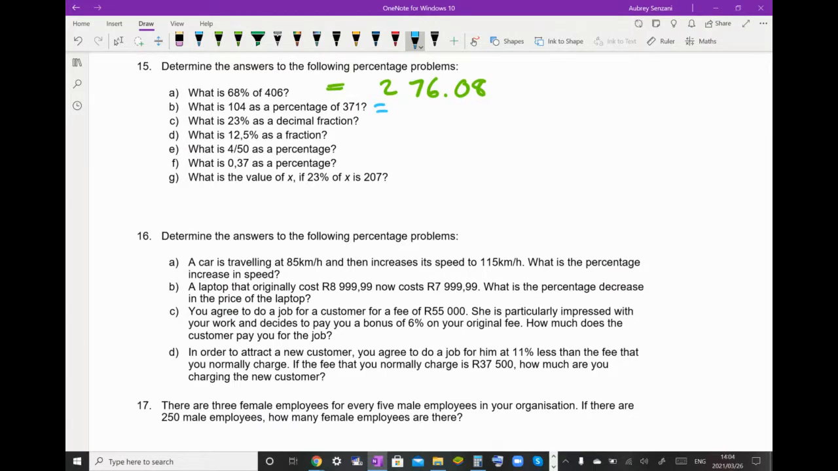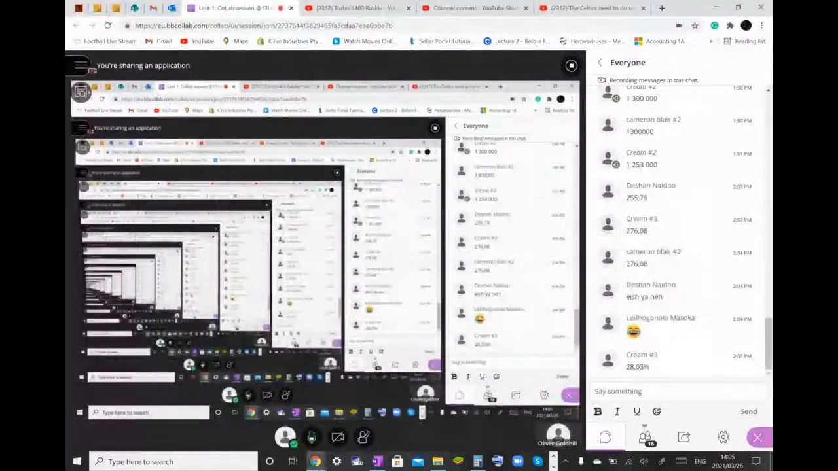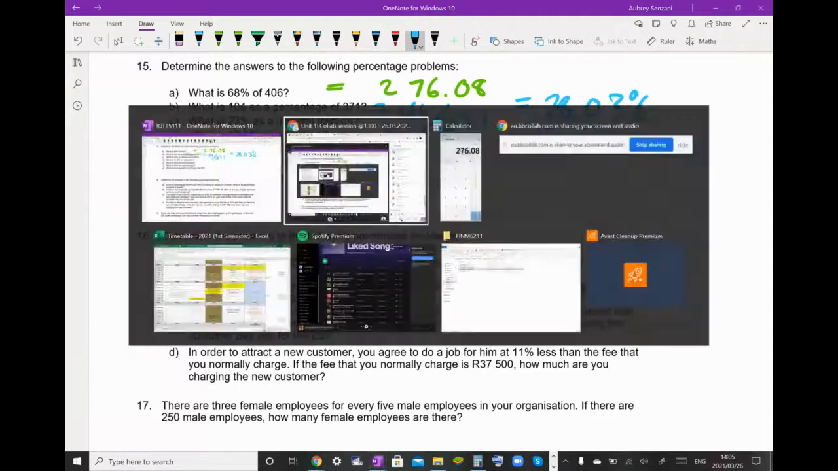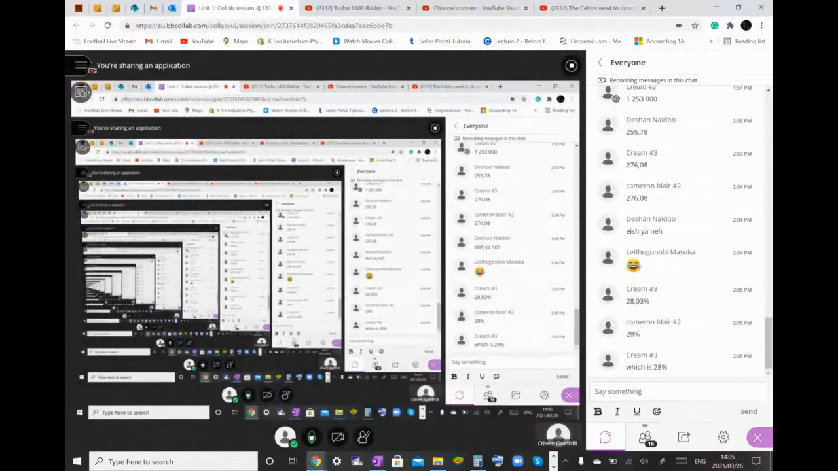104 as a percentage of 371. So here we're just going to say 104 as a percentage of 371. What do we get? Somebody tell me. The sooner we finish, the sooner I let you go. 28.03%. Is that what we are getting? Yes, that's what I get. 28.03%. Is that what someone else is getting? Yes, if you round it off to the nearest percentage.